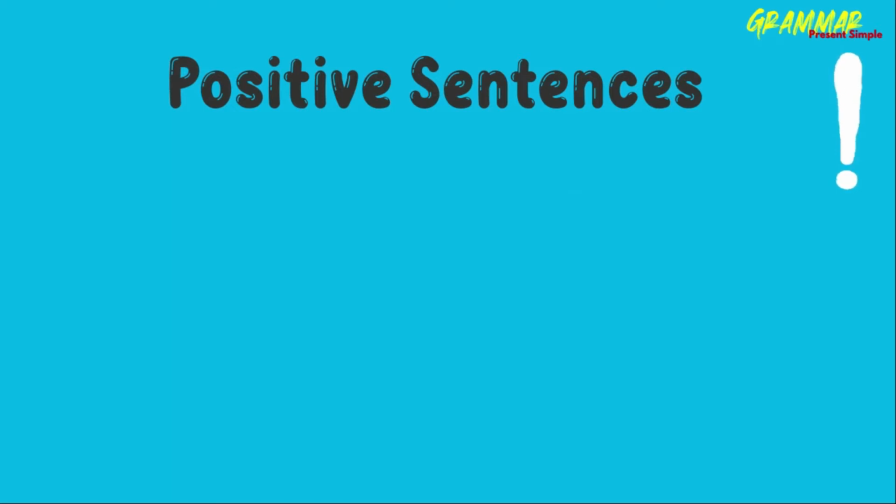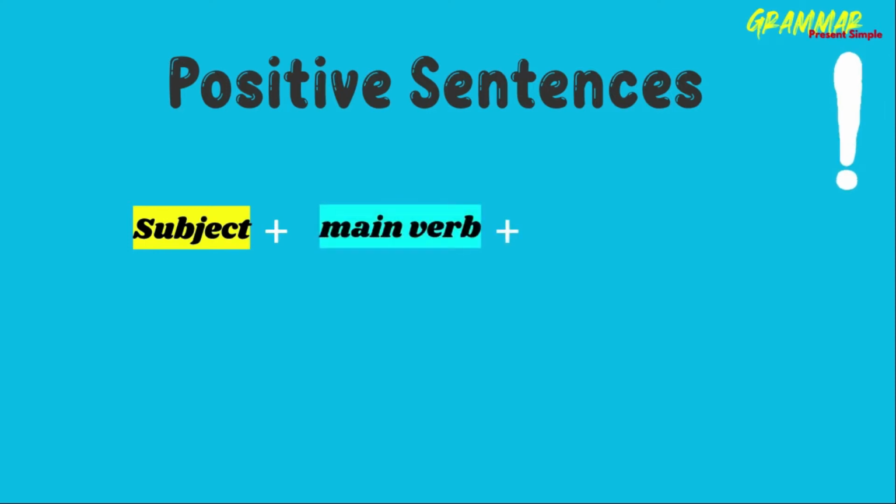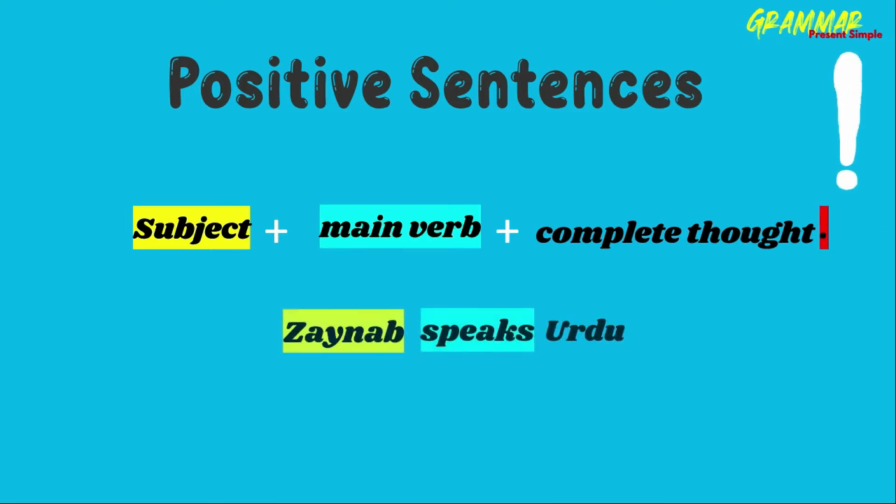The first one is positive sentences. The structure is subject plus main verb, and it must be a complete thought. Oh, and don't forget the full stop. For example, Zainab speaks Urdu. This is a positive sentence, and this is the present simple.